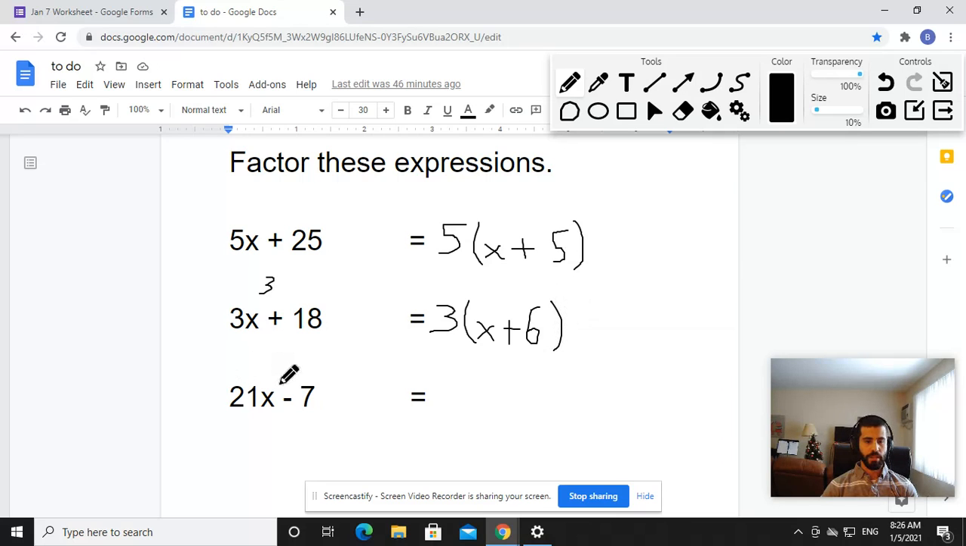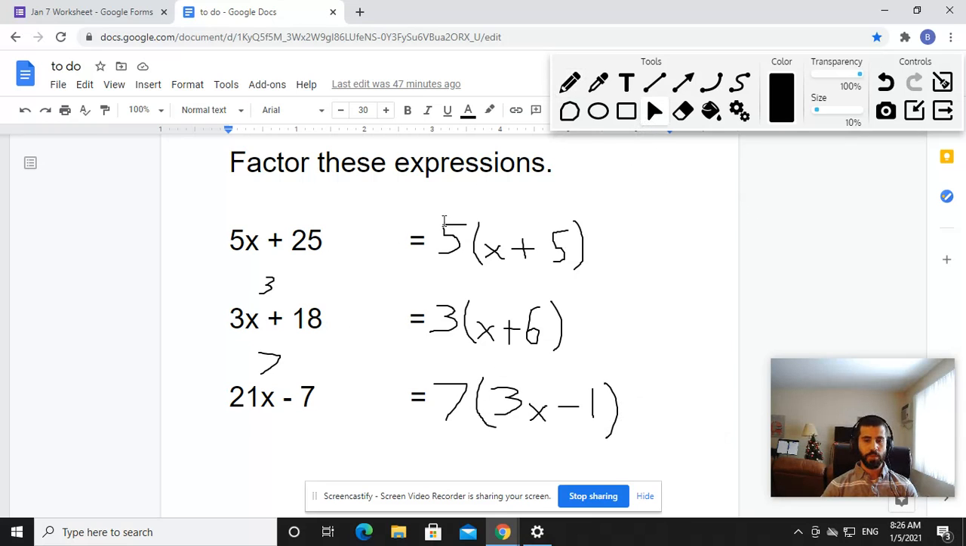21x minus 7. Now both of these can be divided by 7. So we're going to write 7 on the outside. Divide 21x by 7. Now this isn't just going to be x. This is going to be 21 divided by 7 is 3. And don't forget the x as well. Minus 7 divided by 7, I hope you can do that in your head, is 1.